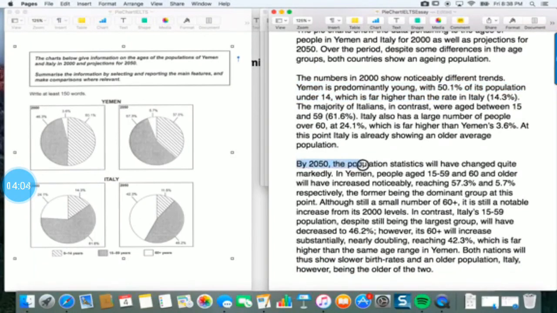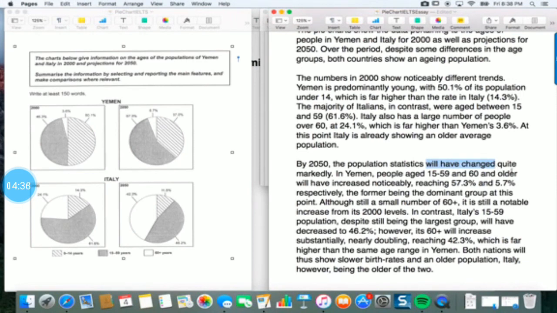By 2050, the population statistics will have changed quite markedly. They will have changed substantially. Now, this is a beautiful little grammar piece. By 2050, the statistics or the numbers, the data, will have changed. Now, that's a nice little way to use the future perfect. This will help show range in your grammar and possibly get you a higher grammar score.